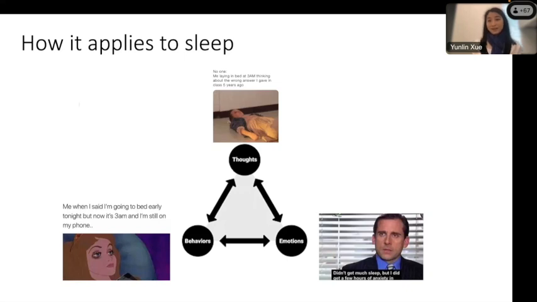So now I'm going to talk about how this applies to sleep. For example, someone can't sleep. Then their thoughts become lying in bed, ruminating about all the things that went wrong, and then feeling a lot of anxiety, perhaps related to the sleep difficulties or just all those negative thoughts that came up. And then there are also behaviors that may drive the cycle, such as staying in bed on your phone for a long time, or being overly excited before bed. All these things can lead to worsening of your sleep cycle.